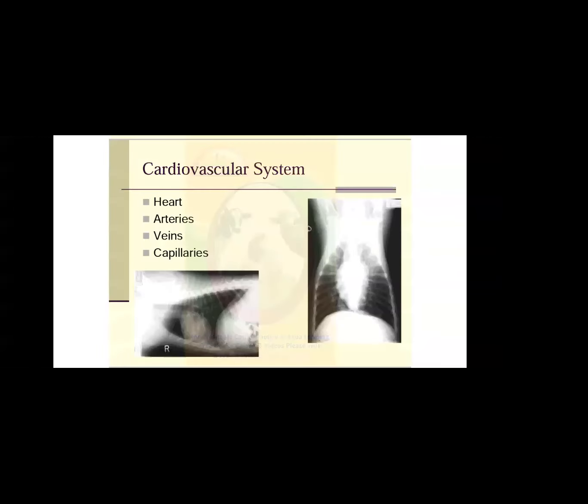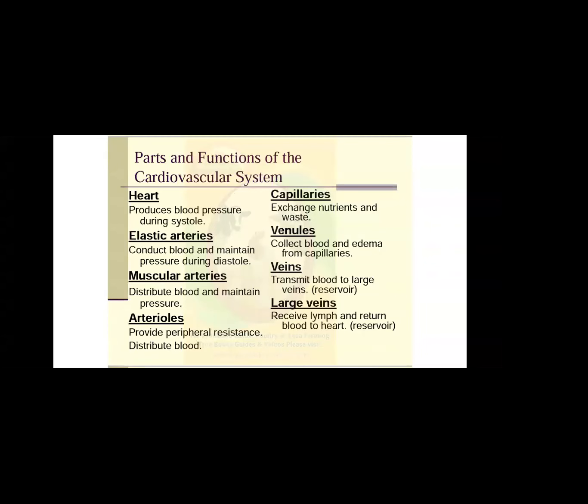Okay, so let's look at the cardiovascular system. It is composed of the heart, the arteries, the veins, and the capillaries. The parts and functions of the cardiovascular system. The heart provides blood pressure during systole. Systole is when the heart is compressing and releasing blood out of the heart, pumping it to various parts of the body.